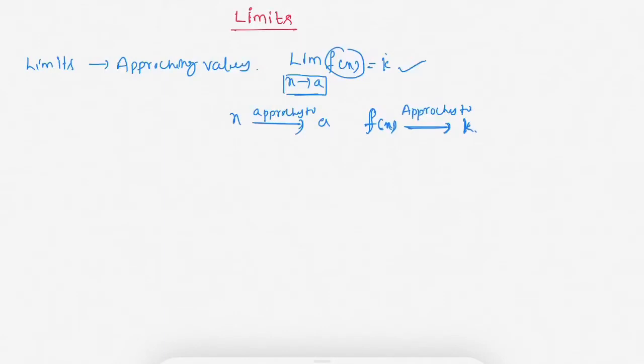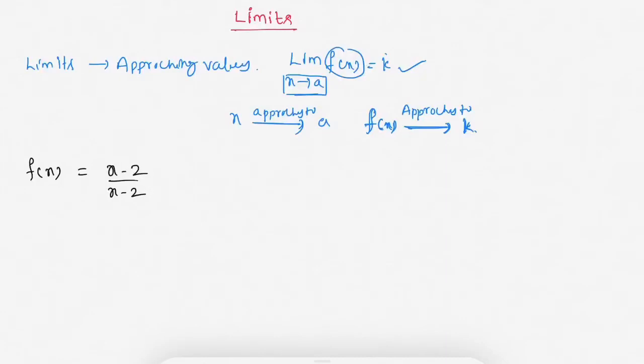So it's all about approaching values. It's not exact values. It's not about if x equals a, f of x becomes k. It's about approaching values. Now we'll discuss some examples of how to solve those limits. Suppose, for example, I take f of x equal to x minus 2 by x minus 2.